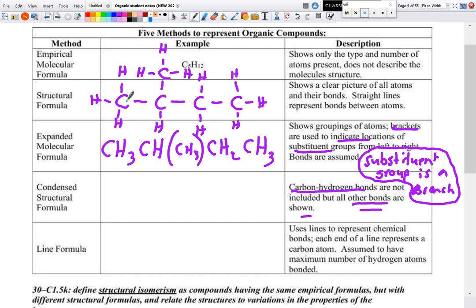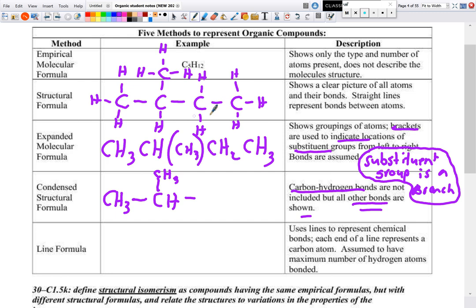So, for example, our first carbon from our structural formula is this one right here. We can see C with 3 H's around it. So we go CH3. Then we show a bond between the second carbon. Now this one has 1 H, so we go CH. Now this carbon sticking up from it, we can show sticking up with CH3.